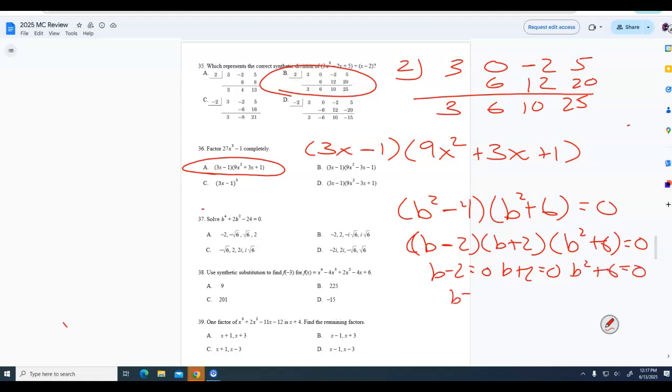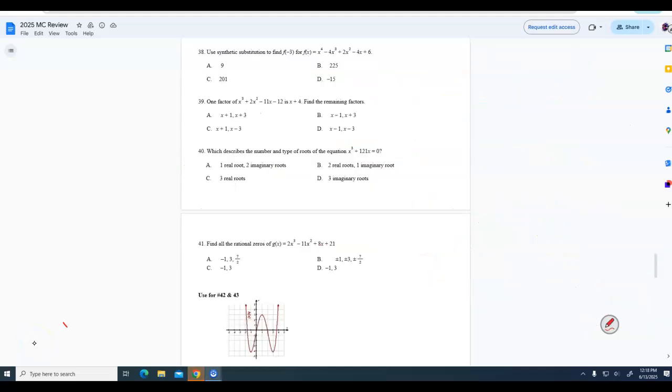All right, b equals 2. B equals negative 2. And b squared equals a negative 6. So therefore, b equals plus or minus i root 6. You're taking the square root of both. Okay? And therefore, your answer is going to be these 4 roots. And keep in mind, to the b to the fourth, you should have 4 answers.